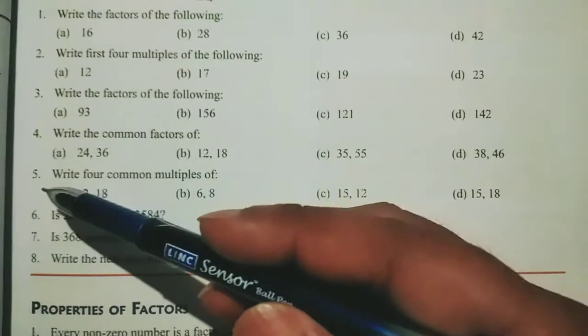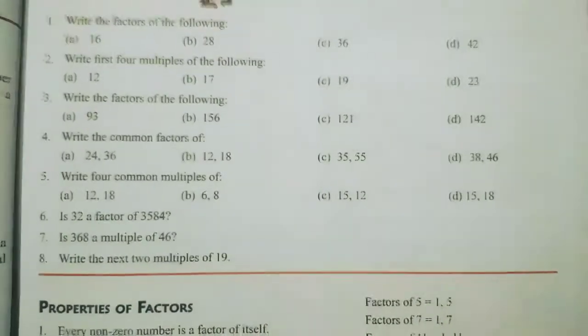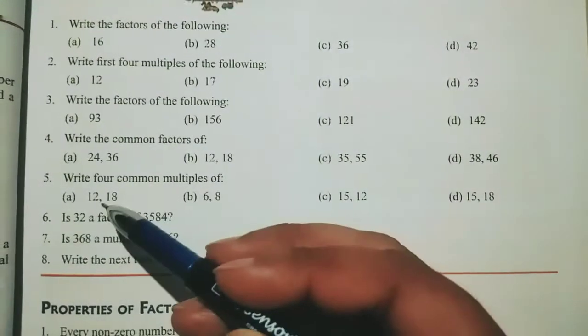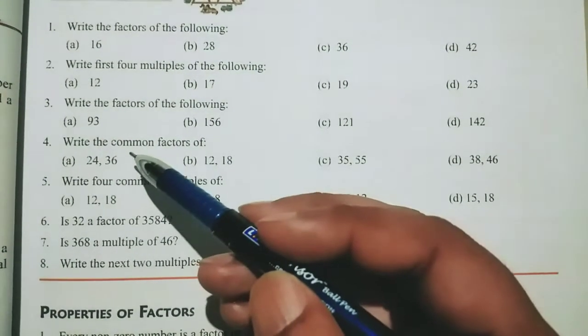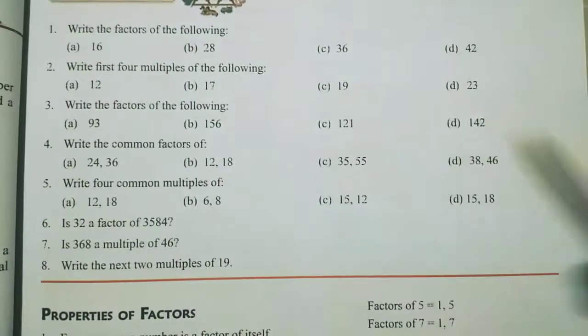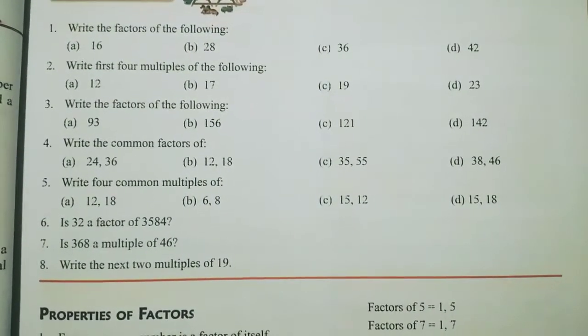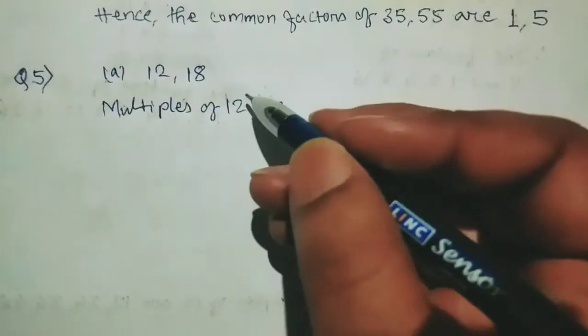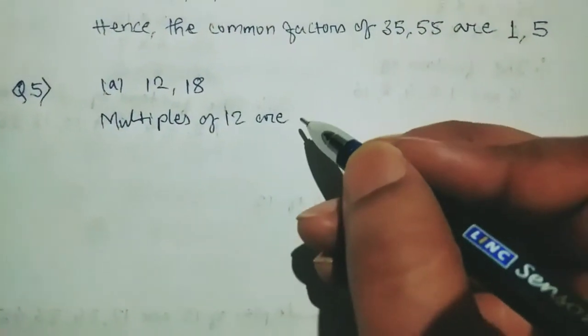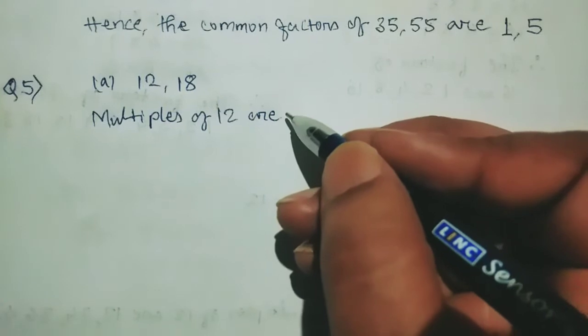Now we'll go to the next question, number 5. Write 4 common multiples of these two numbers. You have to write the common multiples between these two numbers. Like you wrote common factors, now common multiples between these two numbers. So to write the multiples of 12, we have to write the multiplication table of 12. So I will directly write the multiplication table of 12.